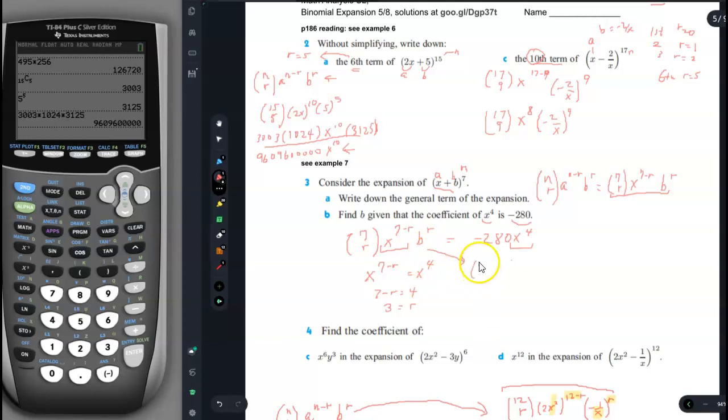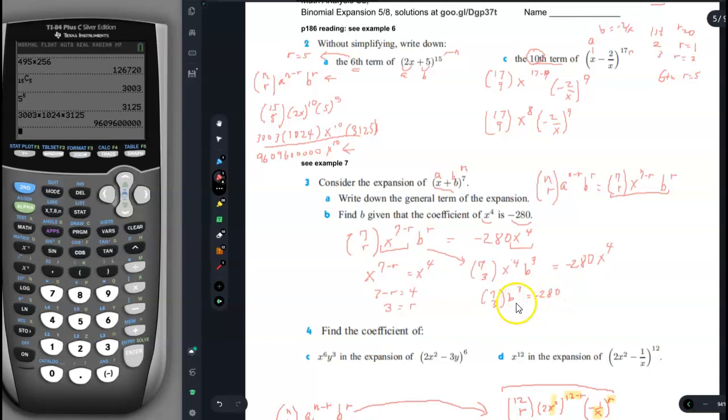Let's see. Let's fill it in. 7 chooses 3, x to the fourth, we knew that, and b to the 3. That is equal to negative 280 x to the fourth. Now the x to the fourths cancel out, right? So what that means is 7 chooses 3, b to the third is equal to negative 280.